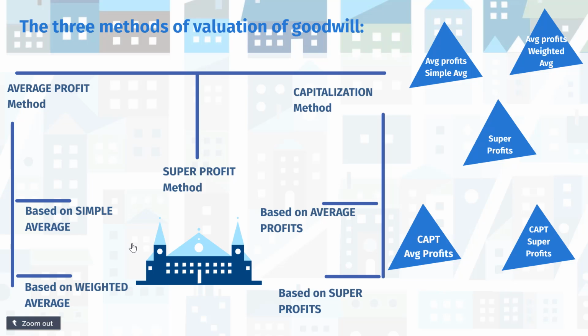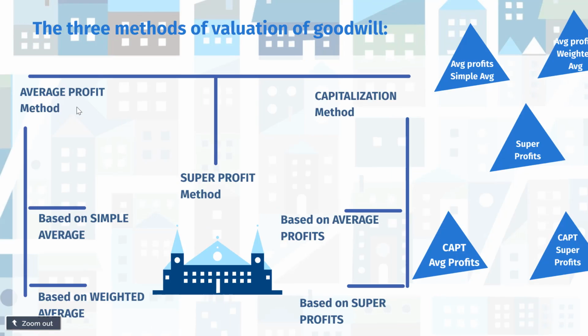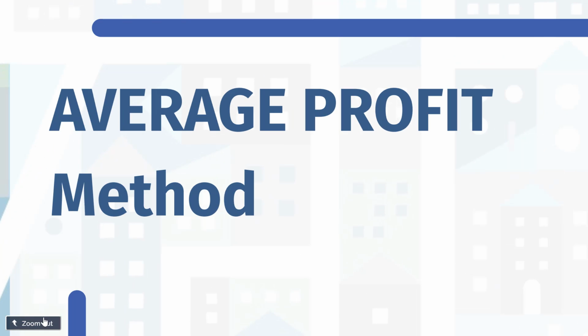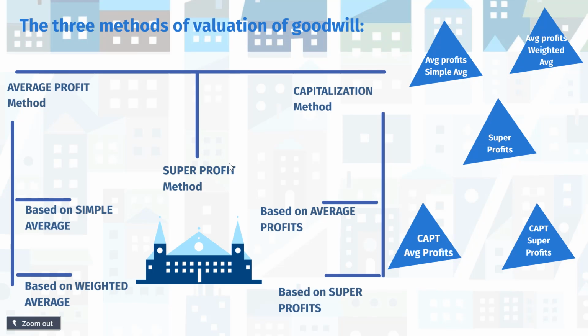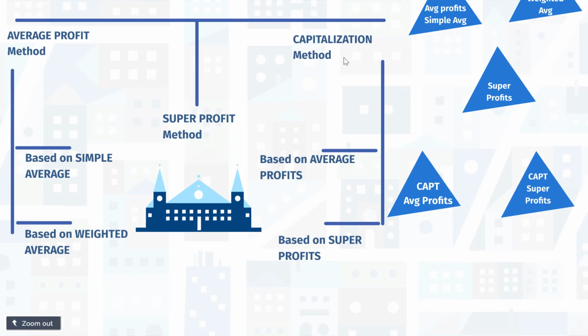Now, seeing in this chart, we can find that there are three methods of valuation of goodwill. The first one is the average profit method. The second one is the super profit method. And the third one is the capitalization method.